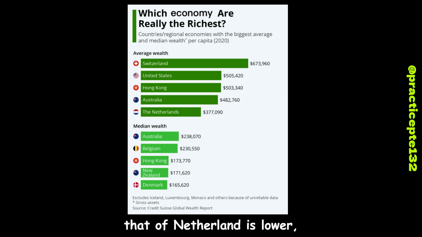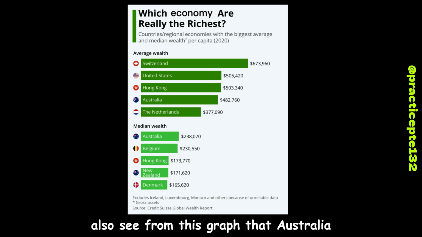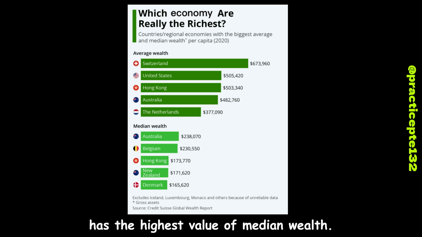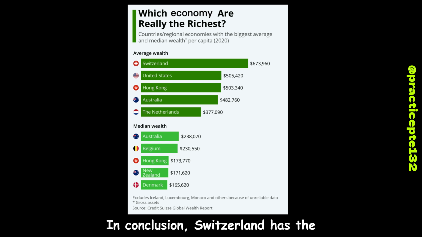And that of Netherlands is lower, around $300,000. What's more, the lowest median wealth is in Denmark, $100,000. You can also see from this graph that Australia has the highest value of median wealth. In conclusion, Switzerland has the highest rank.